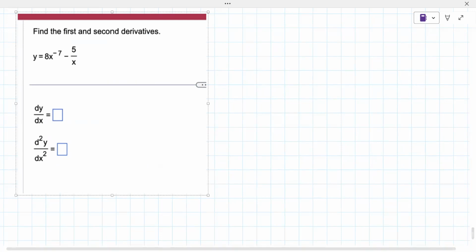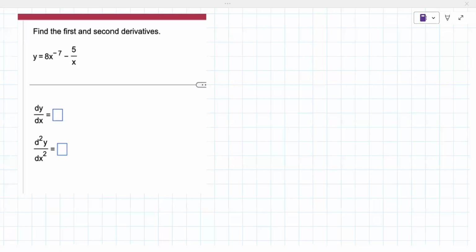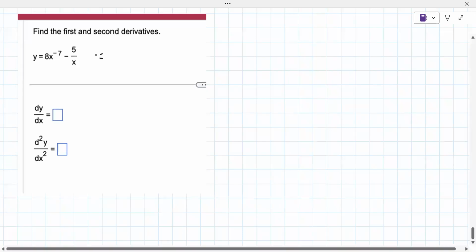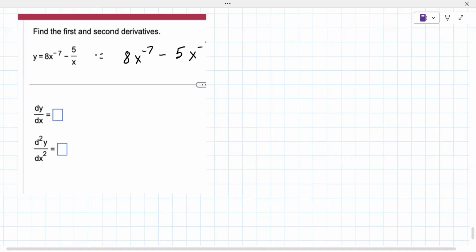Let me know when you're ready. We can work through number 12 here. Yeah, I'm ready. Okay, so the first thing is kind of this rewrite step. You want to write this as 8x to the -7, which already is -5x to the -1, like that. And why don't you try taking a derivative of this, please?